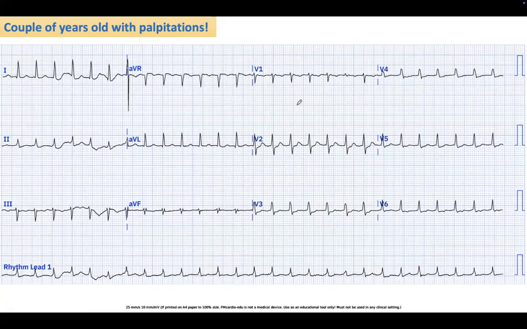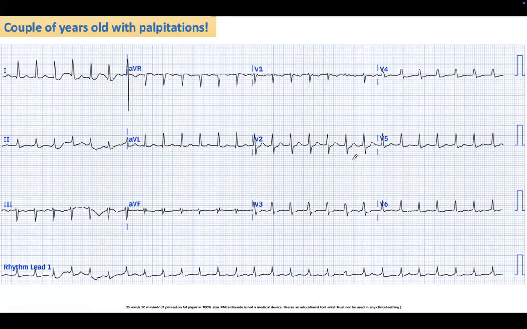Just say narrow complex, yes or no? Narrow complex tachycardia, right? I mean, the QRS duration is definitely less than 80 milliseconds, yes. Okay, so narrow complex, regular tachycardia. Again, do you see P waves that are sinus or no? Not sinus.